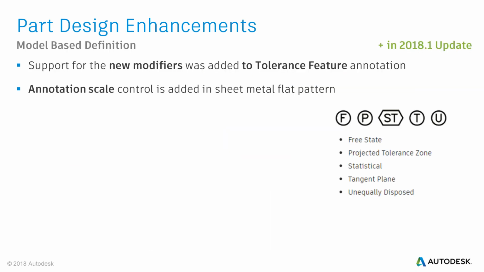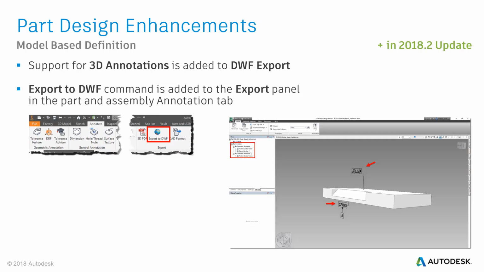In the Inventor 2018.1 update, you get support for modifiers like free state, projected tolerance zone, statistical, etc. Even an annotation scale control is added in the sheet metal flat pattern. We also made the support for 3D annotations available when you export a DWF file. Simply use the Export to DWF command, which is added to the Export panel now. This enhancement comes along with the Inventor 2018.2 update.